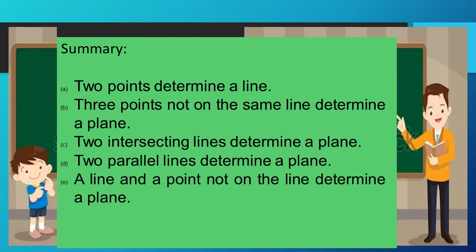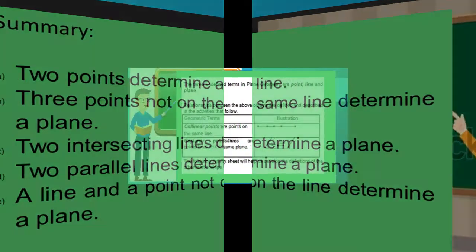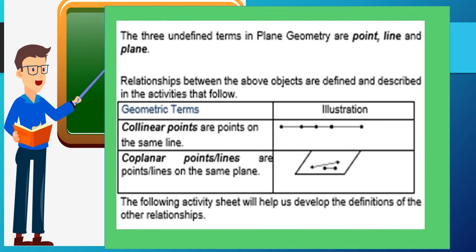In summary, two points determine a line. Three points not on the same line determine a plane. Two intersecting lines determine a plane. Two parallel lines determine a plane. A line and a point not on the same line determine a plane. The three undefined terms in plane geometry are point, line, and plane. Relationships between the above objects are defined and described in the activities that follow.